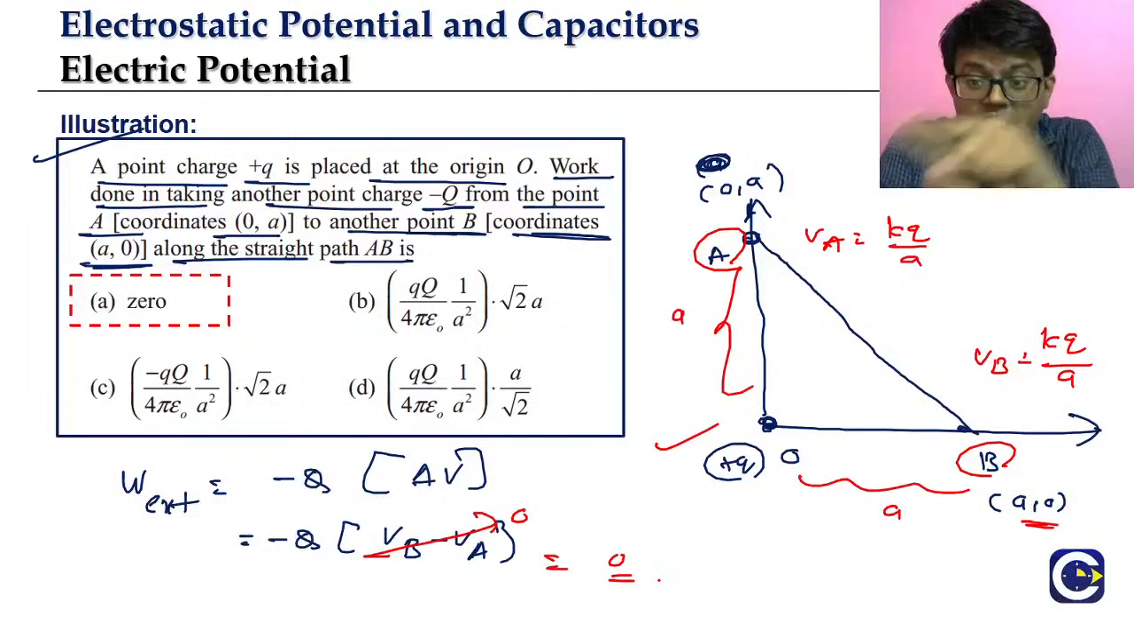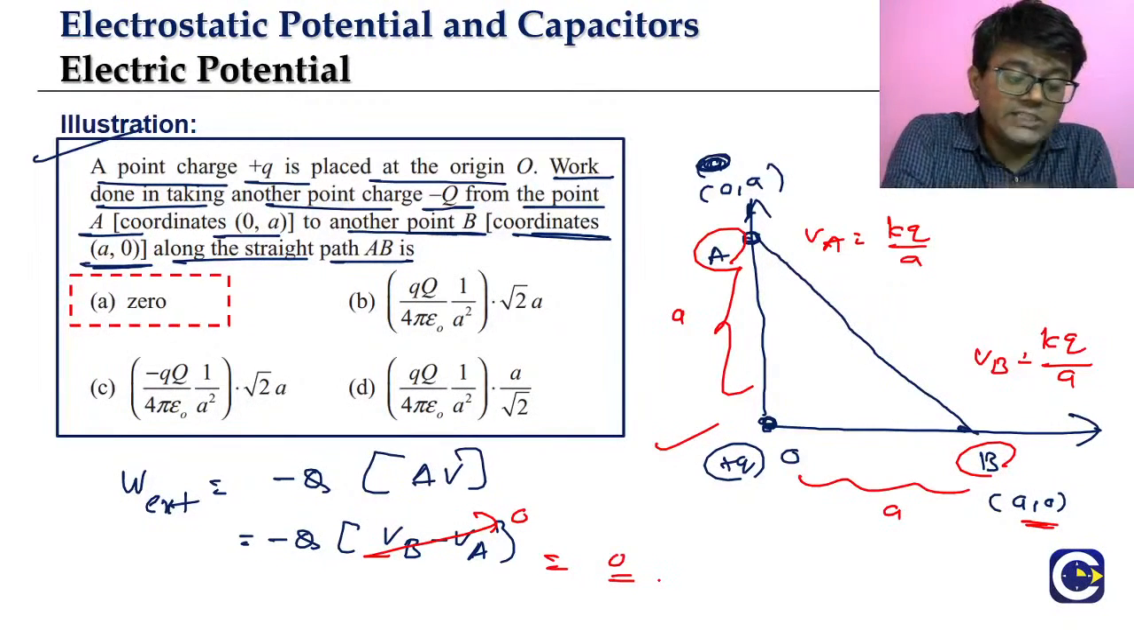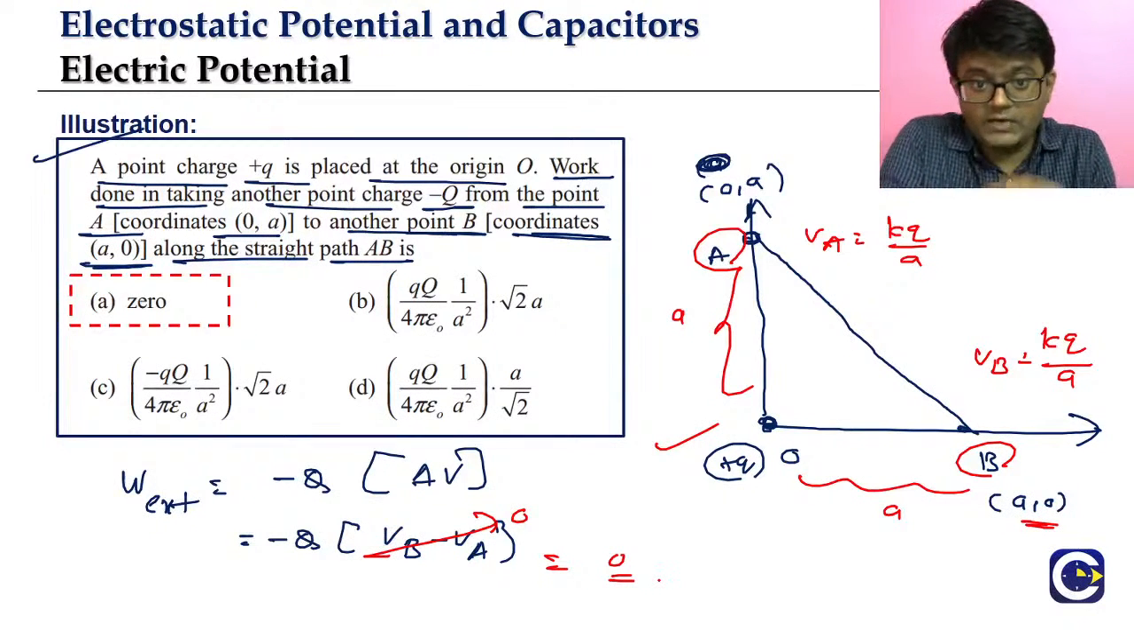When we talk about work done, it does not depend upon the path. Because we are only looking at the initial point and the final point, right? We are looking at what is the initial point. It depends upon the locations. Okay?